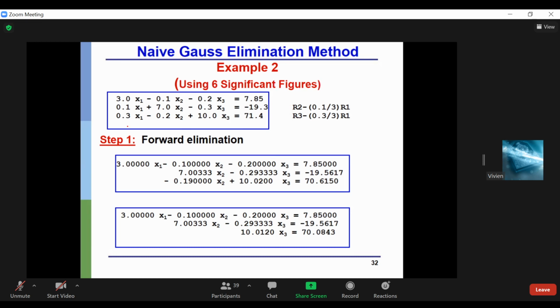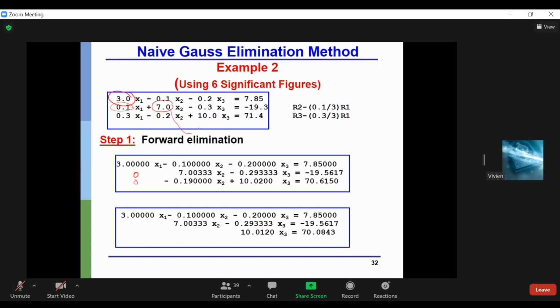It's basically similar: we want to find the upper triangular matrix, so we want to make 0 below the pivot element. To get the 0 element, we subtract the second row. If we choose this one as the pivot element, we subtract from the second row a factor multiplied by the first row. So that will be R2 minus 0.1 over 3, which is the pivot element, times R1. So the first element of the second row will be 0. And next we do the same.